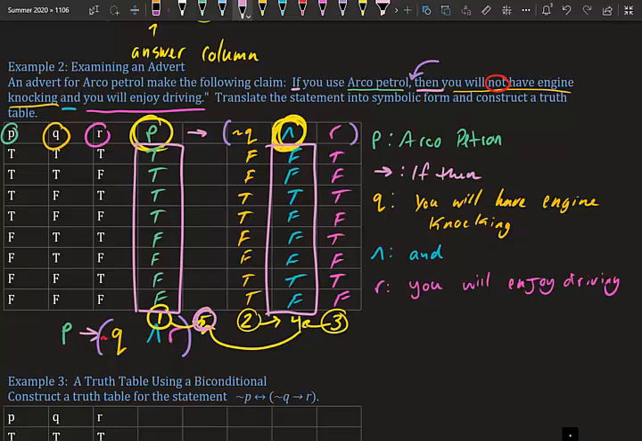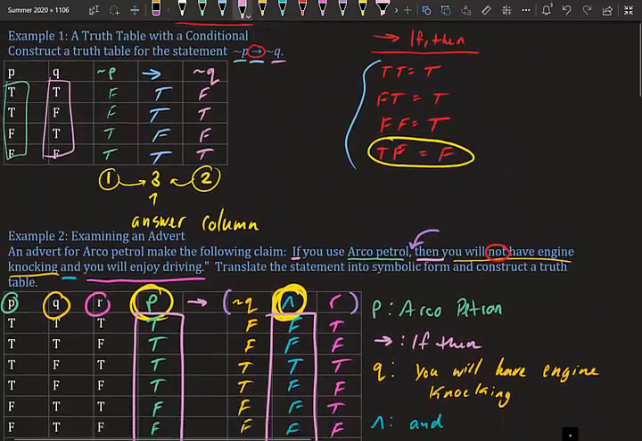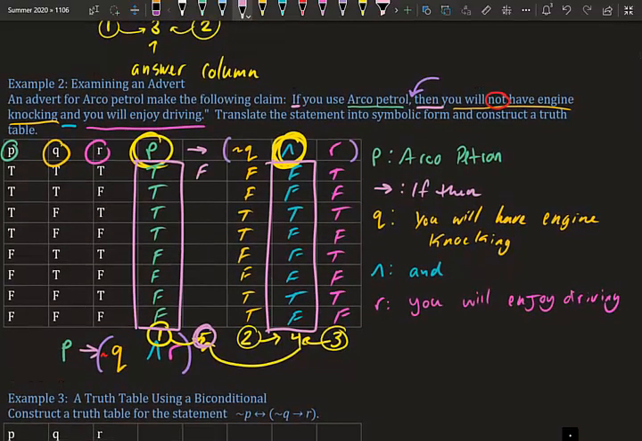So we have true then false, which is true. Or sorry, I'm looking at the wrong one. True and false is false. True then false is false. True then true is true. True then false is false. False then false is true. False then true is true. False then false is true. And then remember, column 5 is the answer column.